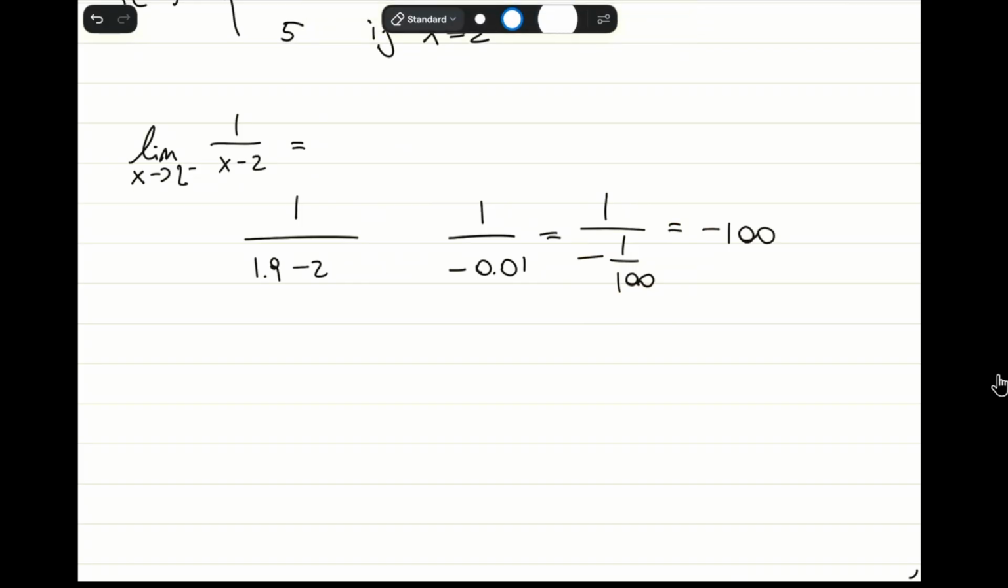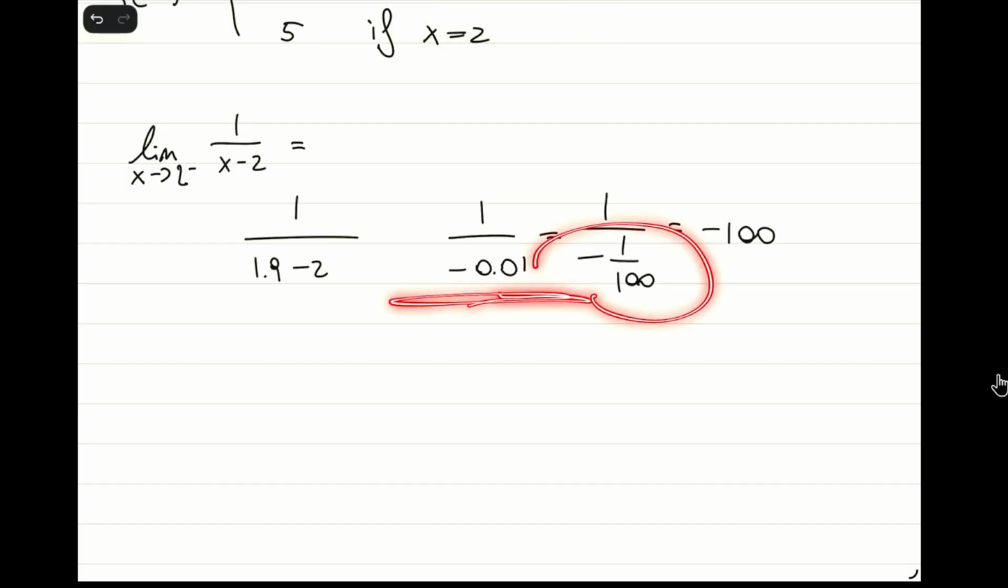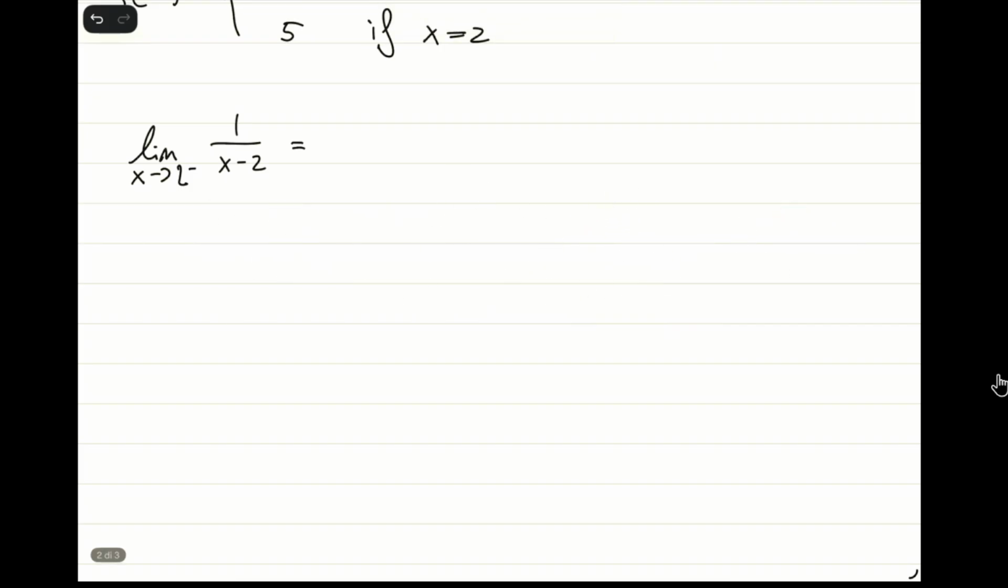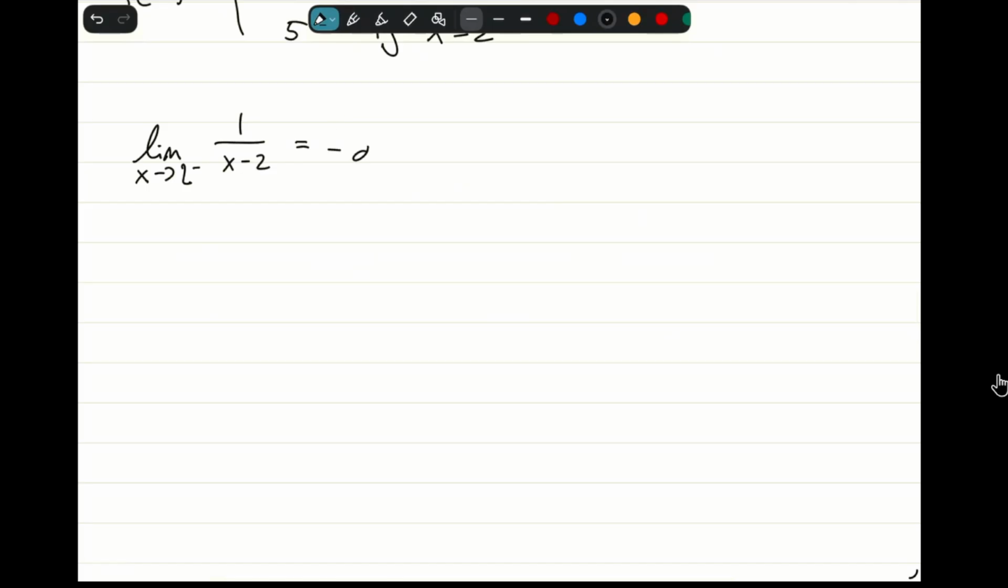As when you get the number very, very close to 2, still a little smaller, but very, very close to 2, on the denominator you'll have something like this, but down here you'll have many more zeros, and you'll end up with an incredibly large number here. So this means this side approaches -infinity.